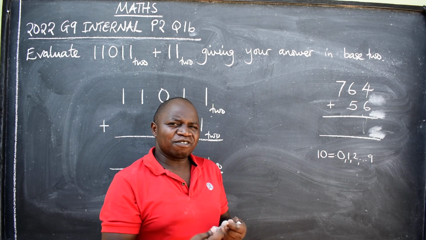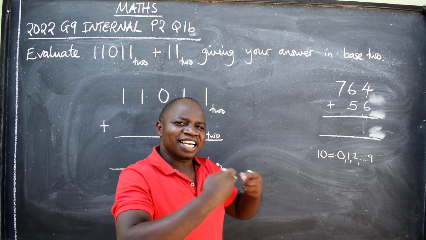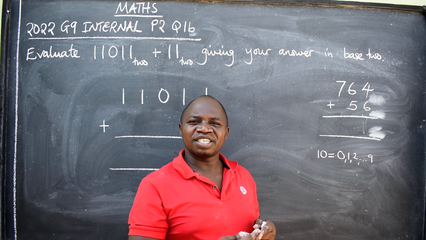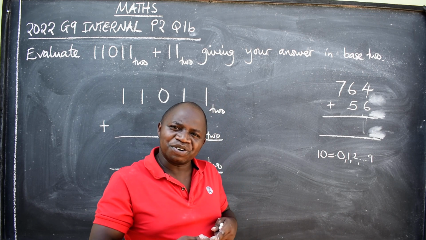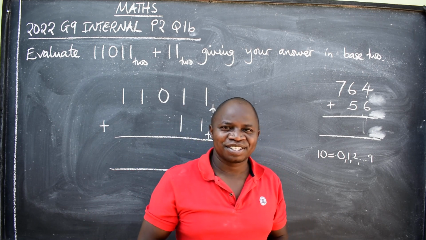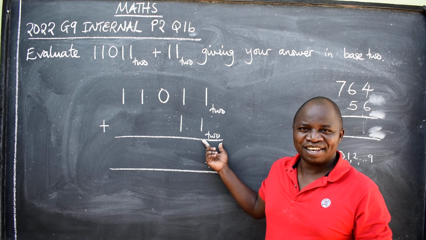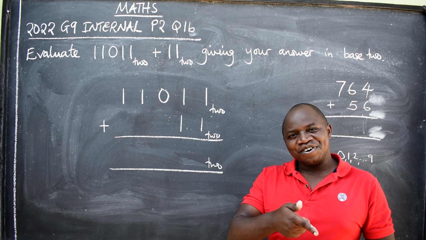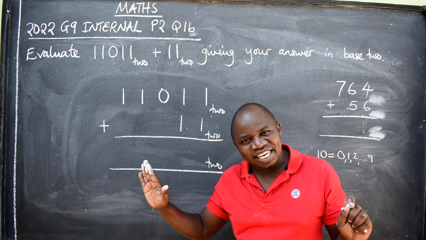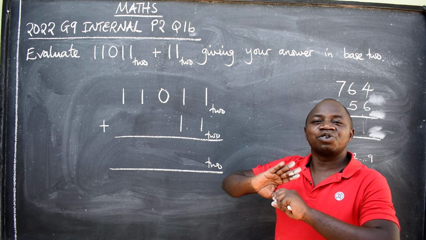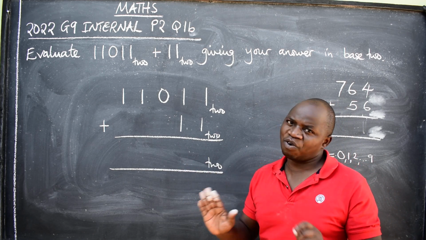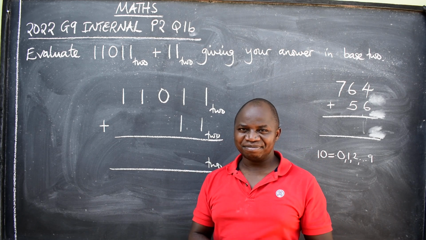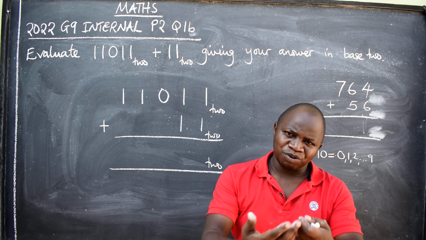It therefore implies that when you are dealing with base 8, you only consider digits from 0 to 7. Can you guess here? Dealing with base 2, digits must be 0, 1 only. In base 2, there is no 2, there is no 3, there is no 4. It's only 0 and 1. Are you following? But how do we add?